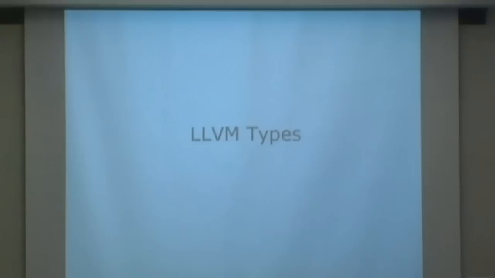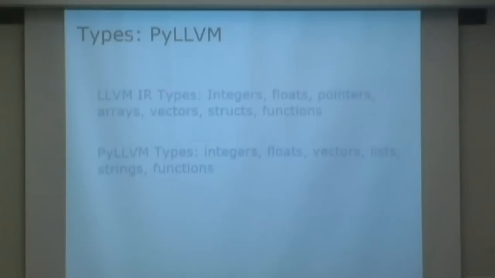So now I'm going to talk about the various LLVM types and how we were able to get Python types into their corresponding LLVM representations. So PyLLVM provides a bunch of different types, currently integers, floats, vectors, lists, strings, and functions. But the IR types are all slightly different. IR provides numerical types and then five derived types. So pointers, arrays, vectors, structs, and functions. We can basically create all of Python using these tools, although it does get exponentially more complicated the more functionality you add. And a major goal of this project was to just keep it simple.